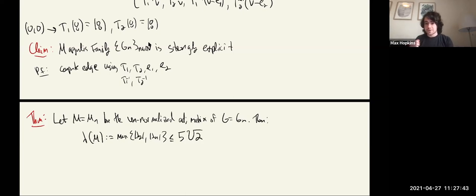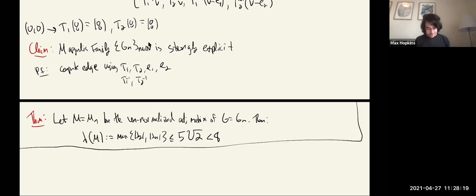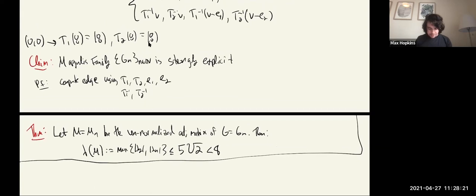And notice that we're working with the unnormalized adjacency matrix. So remember, when you normalize, we want this to be less than 1. It's strictly bounded away from 1 by a constant. Because we haven't normalized by the degree 8, we just want this to be strictly less than 8. And 5 root 2 is indeed strictly less than 8. So if we can prove this theorem, then you do get that the Margulis family of expander graphs are indeed spectral expanders. This is the main theorem that we'll be working on proving today.